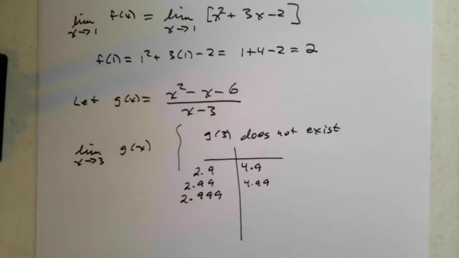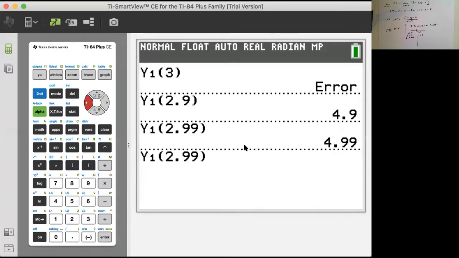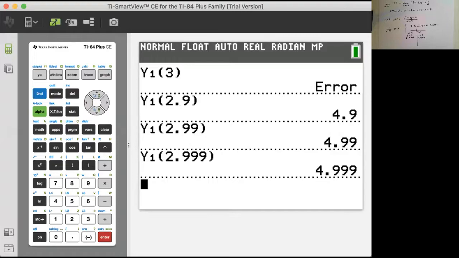If I go to 2.999, let's just take a look at one more to convince ourselves that the pattern continues. Second, enter. If I go to 2.999, indeed 4.999. So what does that tell me?